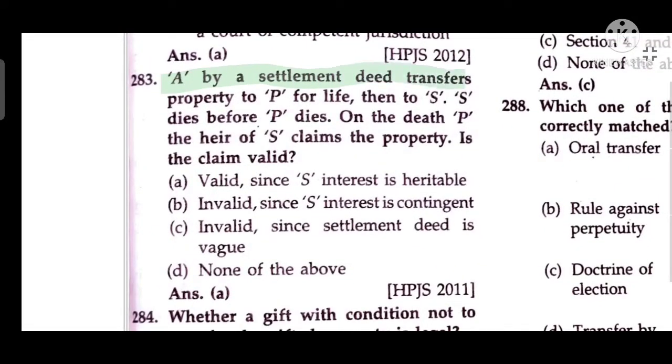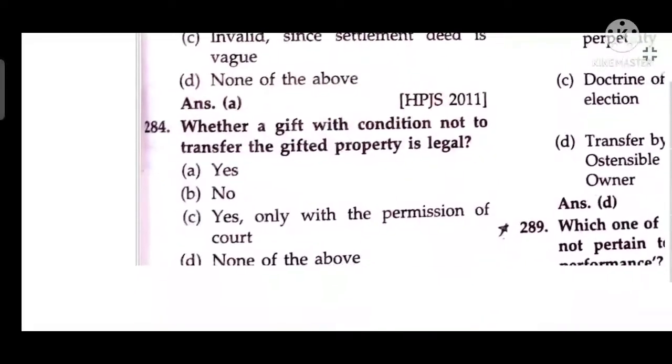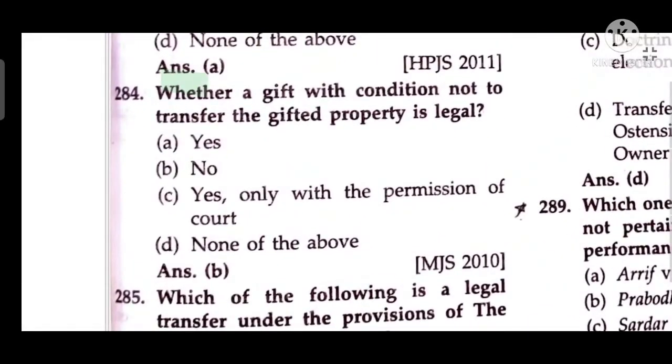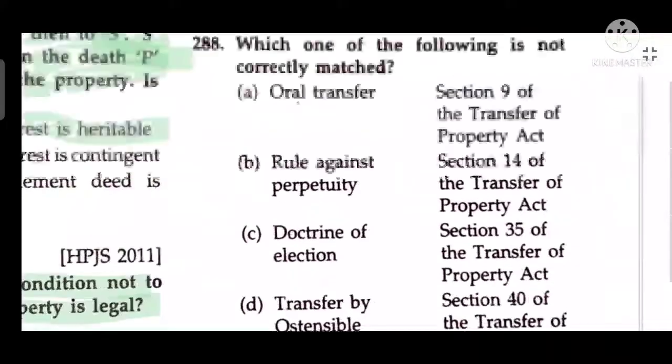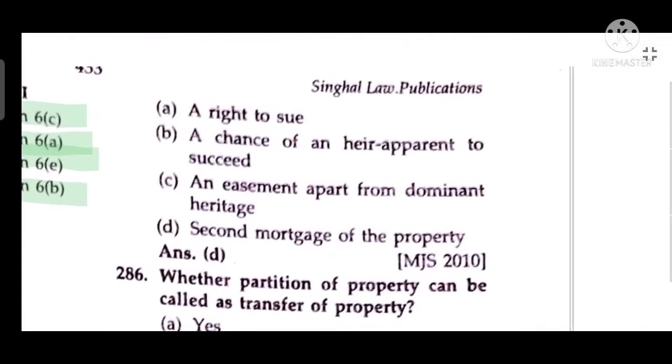A, by settlement deed, transfers the property to P for life, then to S. S dies before P dies. On the death of P, the heir of S claims the property. Is the claim valid? Valid, since S's interest is heritable. Whether the gift with a condition is not a transfer of the gifted property, is it legal? No. Which one of the following is a legal transfer under the provision of Transfer of Property Act?